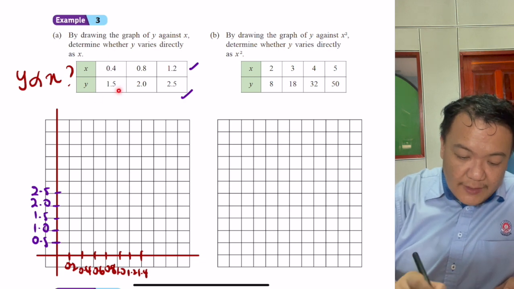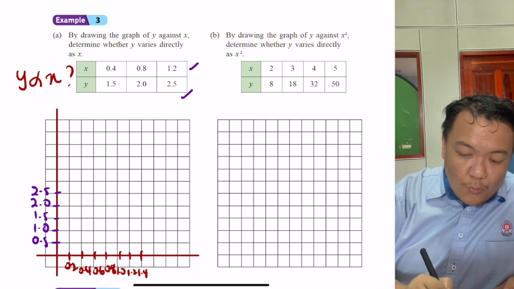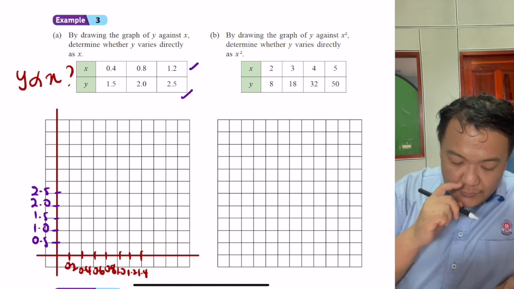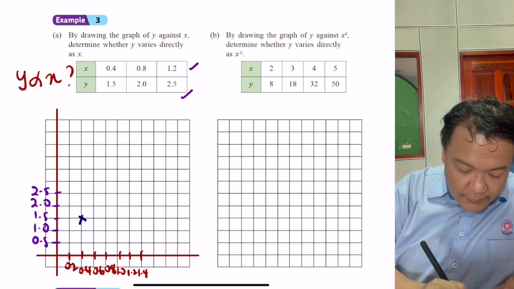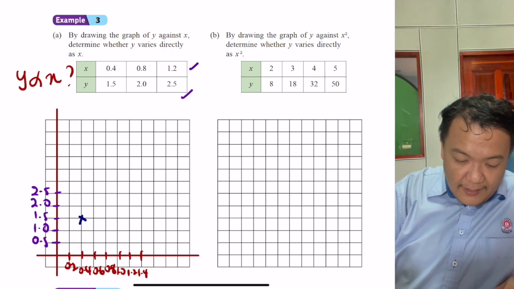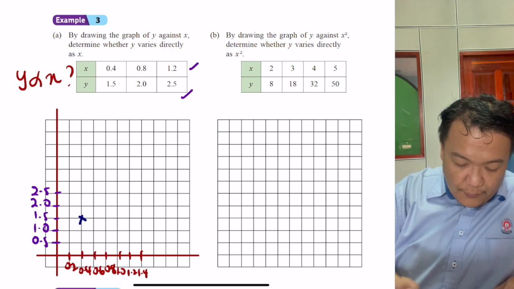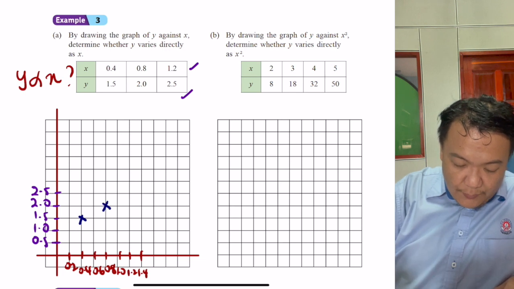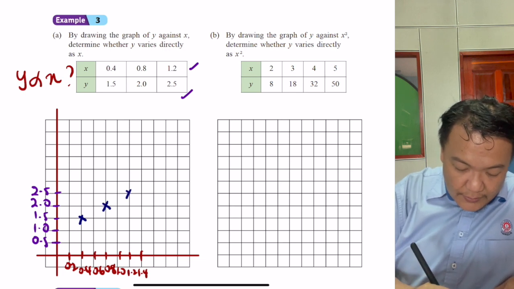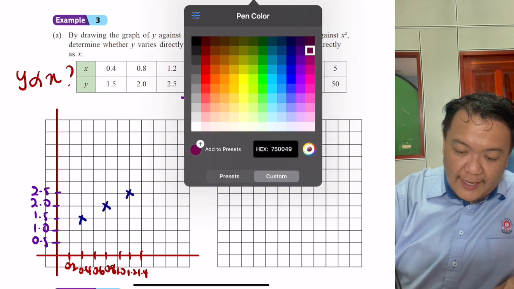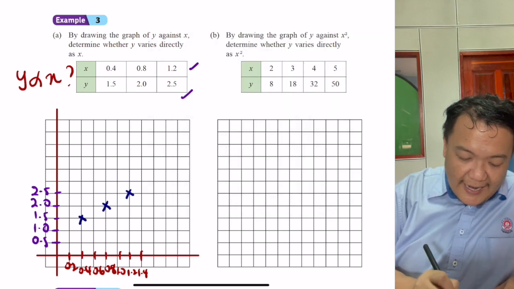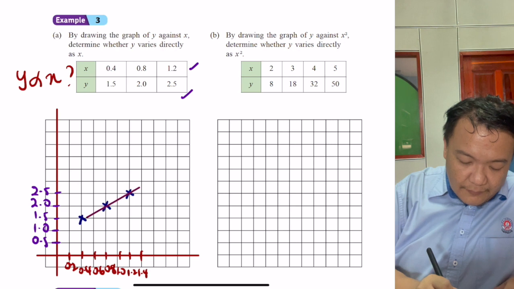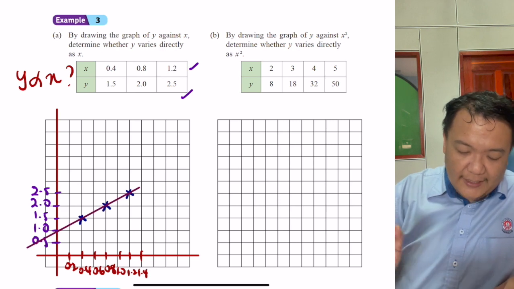So the first pair is 0.4, 1.5. So 0.4, 1.5 is over here. And then 0.8, 2.0 is over here. 1.2, 2.5 is over here. Next, you need to connect the dots until you get the y-intercept.